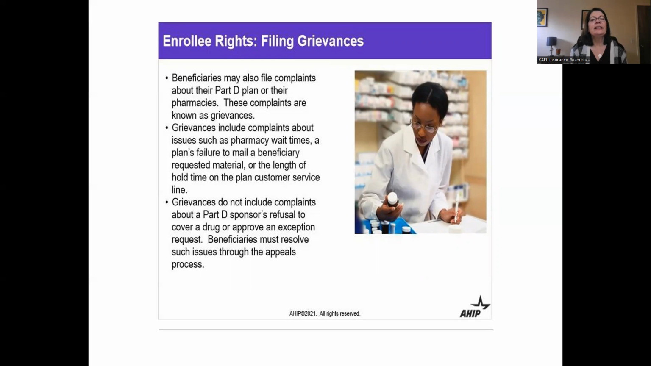So they can file complaints about the pharmacy, about their drug plan, again, their grievances, maybe pharmacy wait times. They're supposed to get their drugs via mail order, and that's been an issue. Hold time on customer service. I mean, people can file a grievance about anything. It's a complaint, but it's not including complaints about a refusal to cover a drug or approve an exception request, because that's an appeal. Okay.